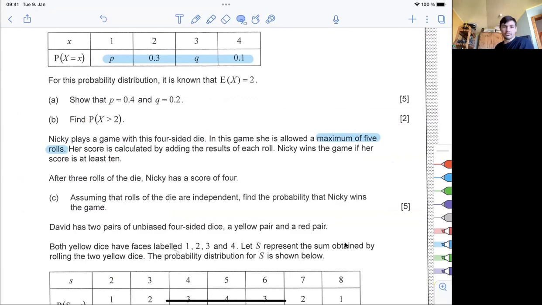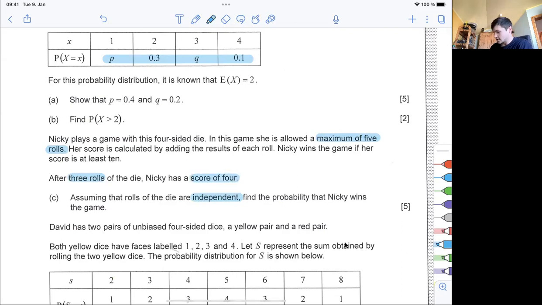Okay. After 3 rolls of the die, Nikki has a score of 4. Okay. Part C says, assuming that rolls of the die are independent, right? So that's going to be important, the fact that they are independent. Find the probability that Nikki wins the game. Right, and then after 3 rolls, her score is only 4. She has a score of 4.